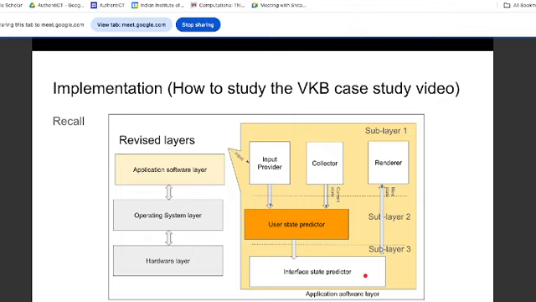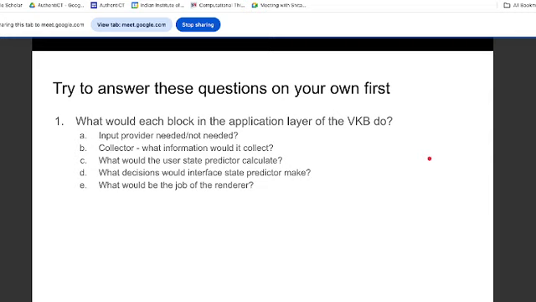Then the interface state predictor will provide the input to the renderer on what to show on the screen. Now, that's what each block in the application layer of the virtual keyboard will do.